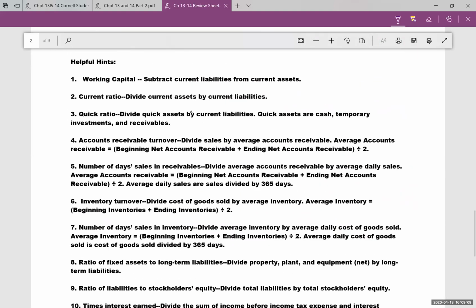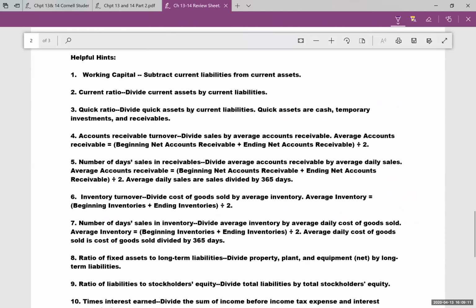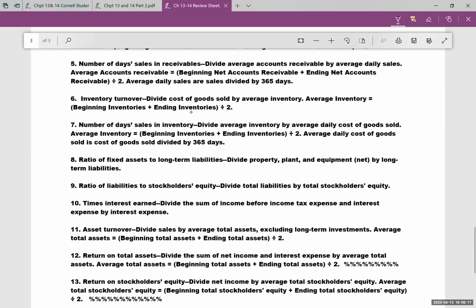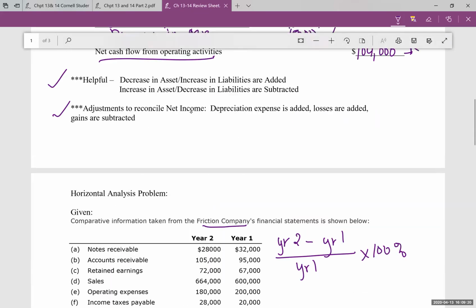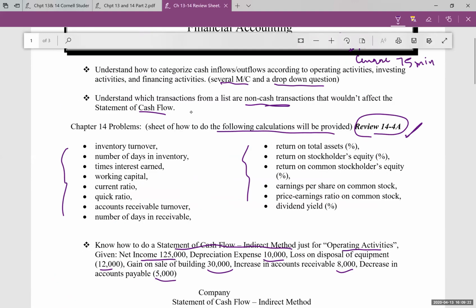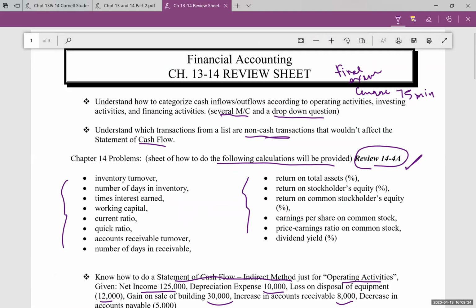Here is the helpful hints, again, that you can use when you're calculating any of those financial ratios. Some of them are percentages, those you'll have to take by 100. Also, if it says to round to the nearest decimal, that's 1 decimal point, make sure you're rounding correctly. So that is your video review for the final exam.